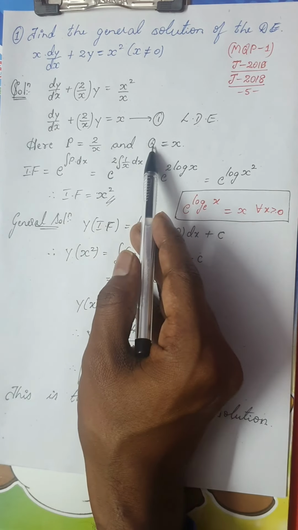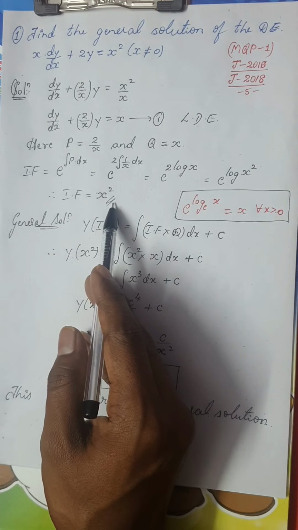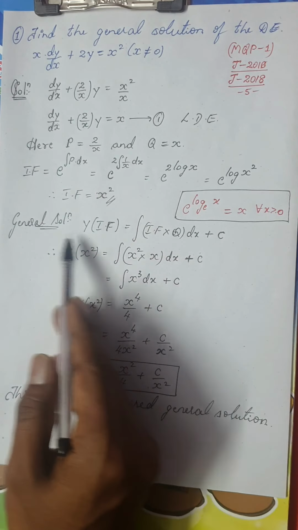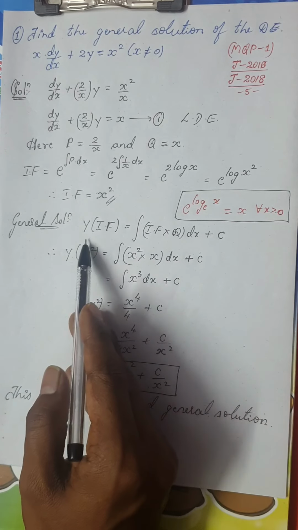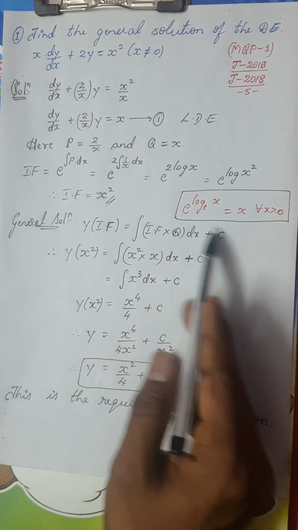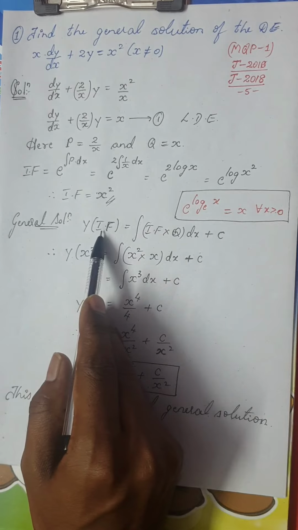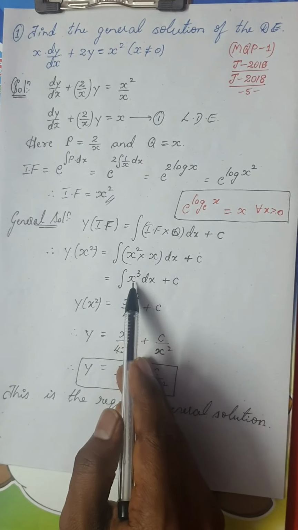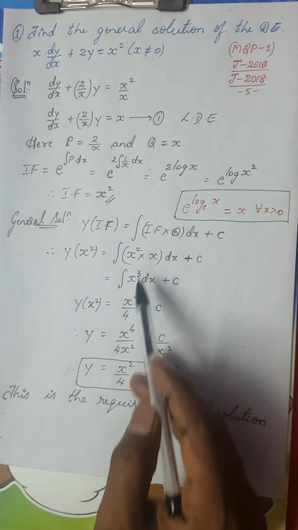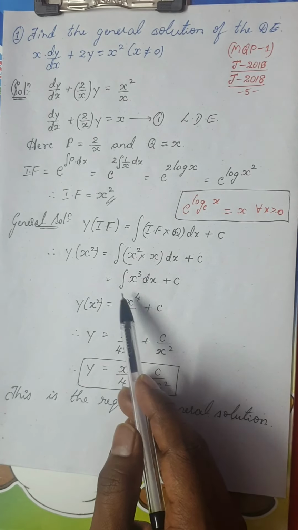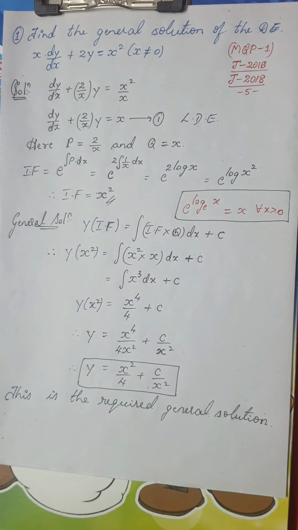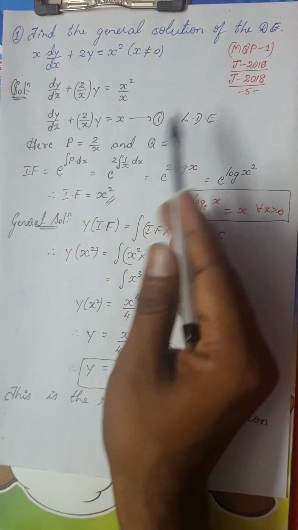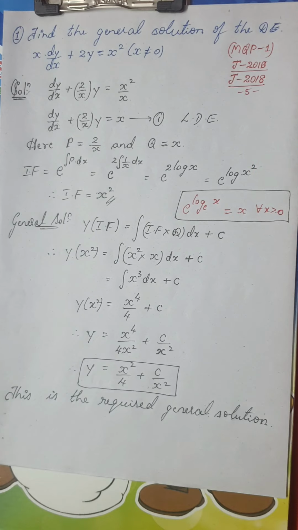Next, find the values of p and q. Find the integrating factor. Once you have the integrating factor, please always write the formula y into integrating factor, the formula for the general solution. Once you have written the formula, substitute the values. You have to integrate one integral here. Sometimes it would be a direct integral, sometimes you may have to integrate by parts. So before solving problems of linear differential equations, go through the concept of integration by parts, and then we can solve the further process.